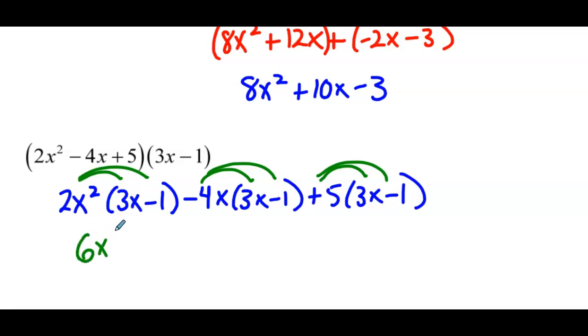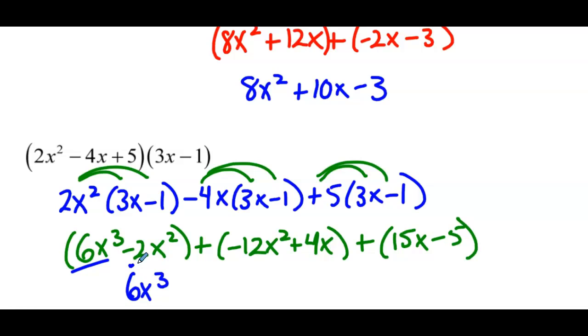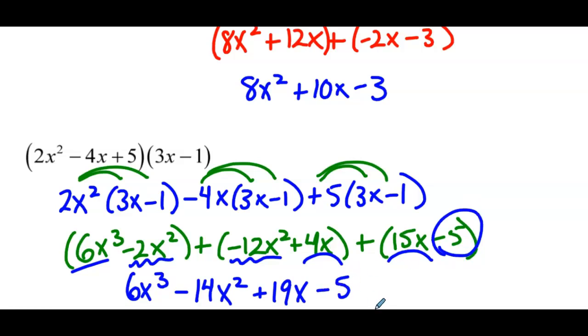So that would be 6x cubed minus 2x squared. And then we'll have plus negative 12x squared plus 4x. And then plus 15x minus 5. Now we go to combine our like terms. So we have 6x cubed. We have negative 2x squared, negative 12x squared, so minus 14x squared. We have a 4x and a 15x, so that's plus 19x. And negative 5 is our only constant term.